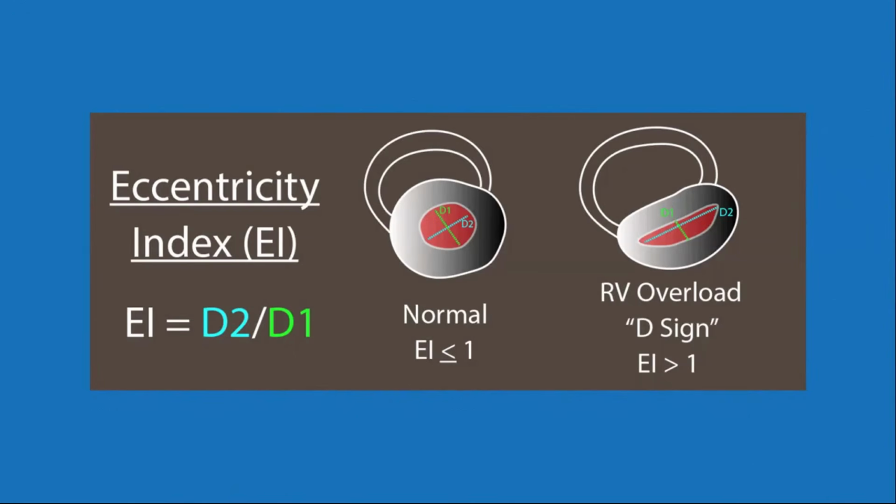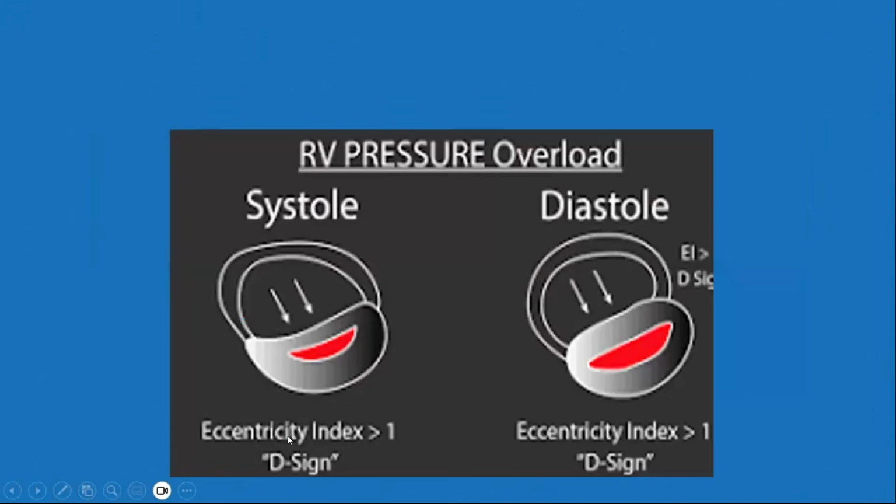So let's see. This is the RV pressure overload, in which you see that in both systole and diastole it is D-shaped, okay? And the index is more than 1. D2 is more than D1, markedly more than D1. So the D sign is present both in systole and diastole.